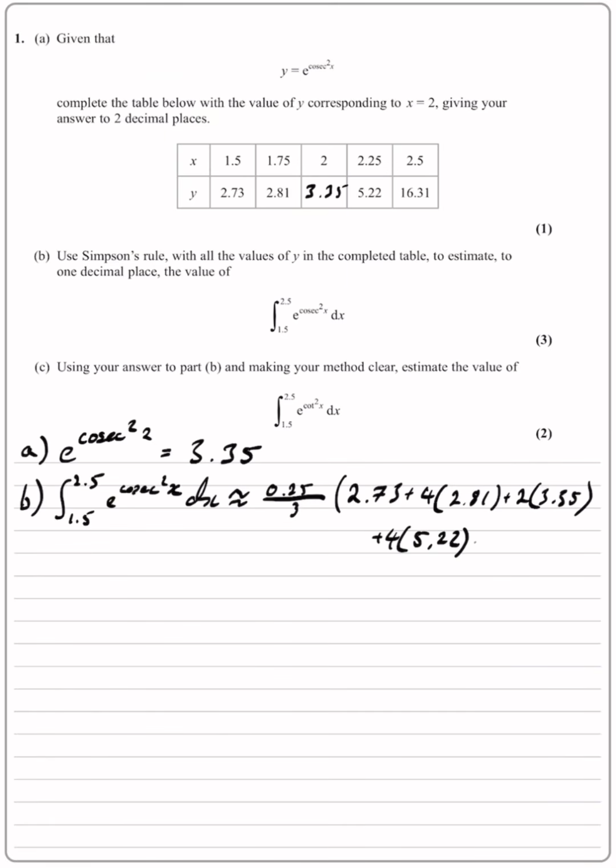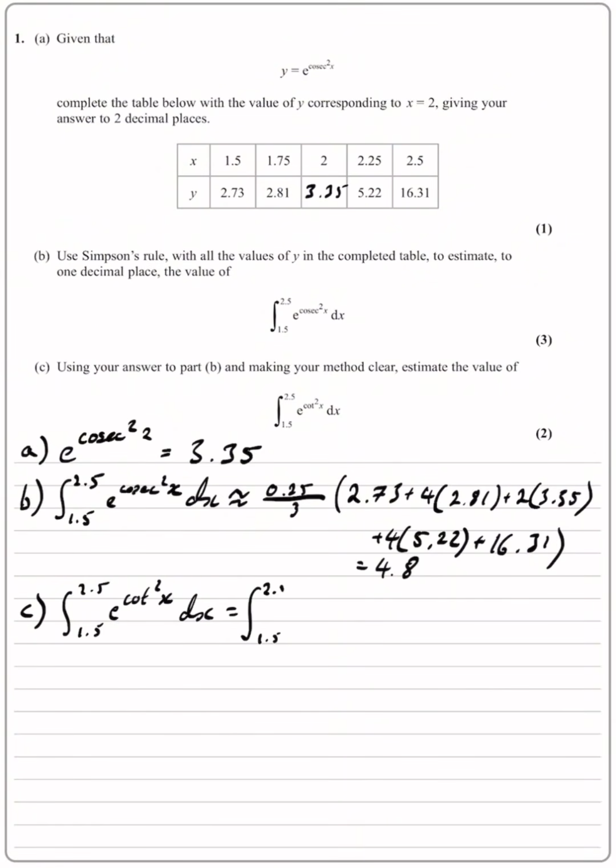The method we call Simpson's rule, which I'm using here, is the numerical integration technique we use to estimate the area under a curve. We do this by fitting parabolas or quadratics rather than straight lines like the trapezium rule does, so you get a more accurate answer. Anyway, for part A, plugging 2 in, we get 3.35 out. Then Simpson's rule gives us an estimation of 4.8.